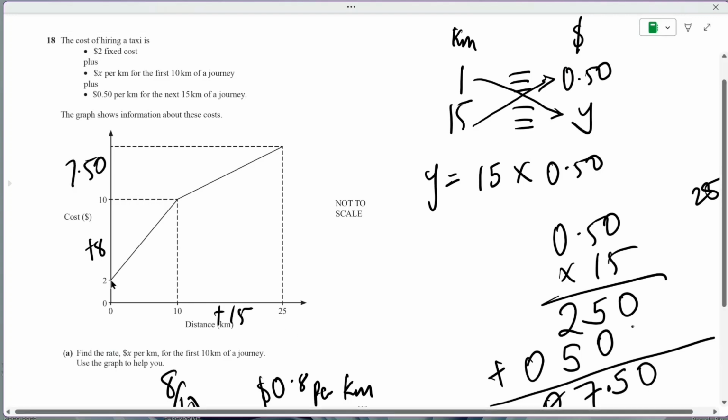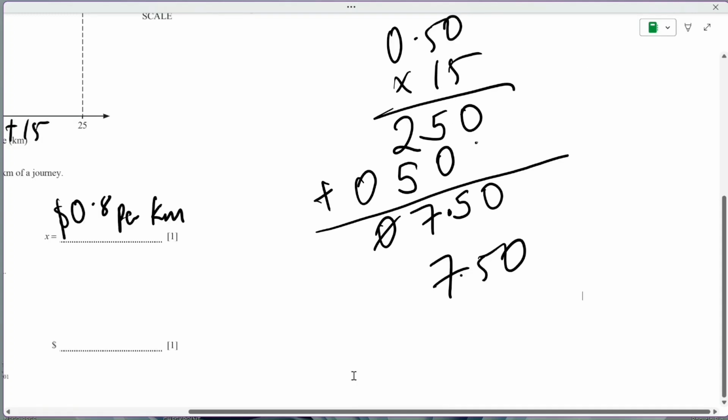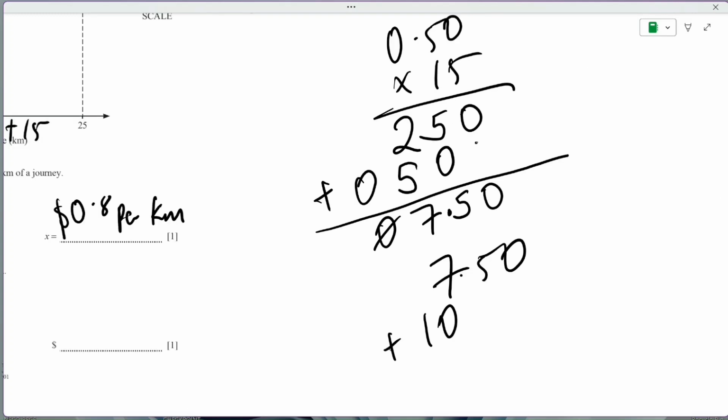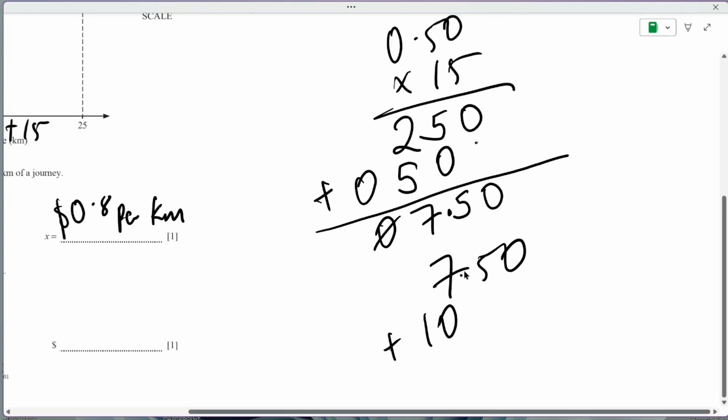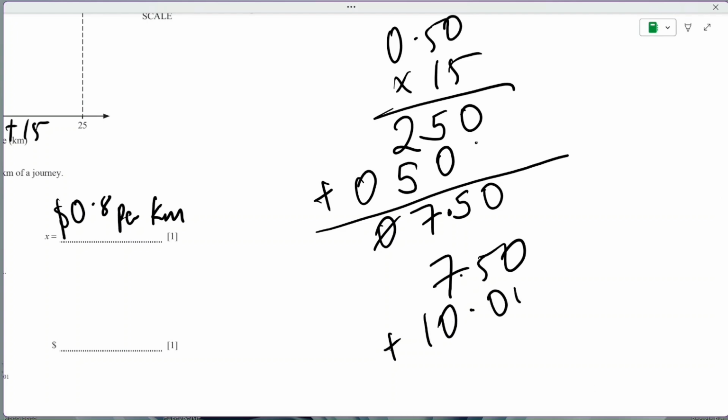Now you know for the last 15 kilometers he traveled, he paid a total of $7.50. You know, he paid $2 initially, then paid $8 for 10 kilometers. That's 8 plus 2, that's 10. And you know, for the remaining 15 kilometers, he paid $7.50. So you have to add the $10 to the 7.50 to get the total amount he paid for the journey. So you have $7.50 plus 10. Note, 10 has to be before the decimal. So you can put a decimal here and add 2 zeros.